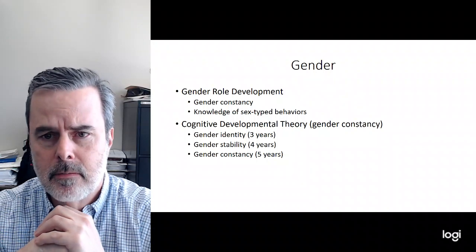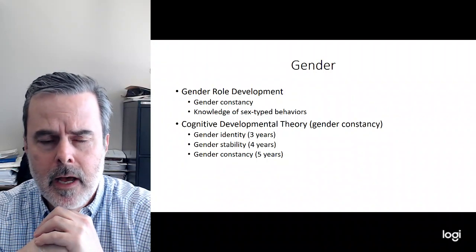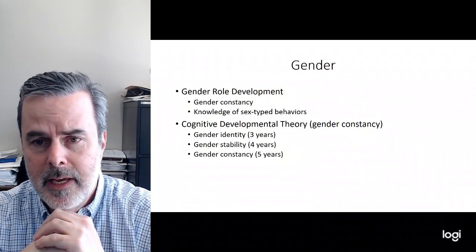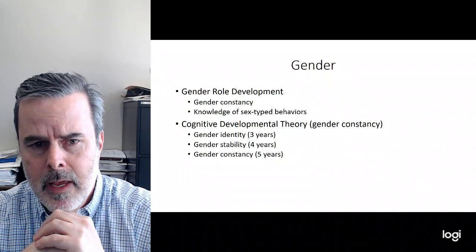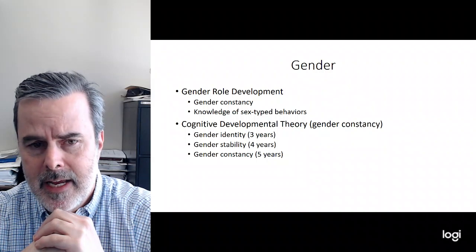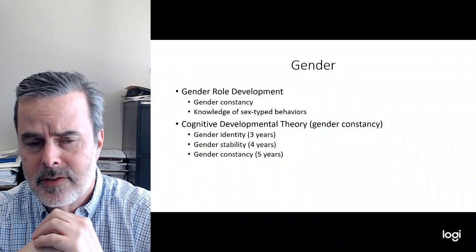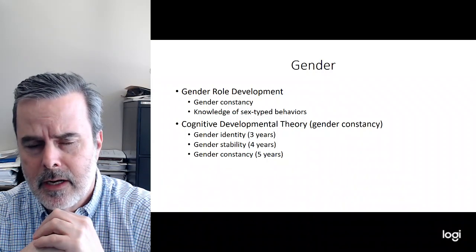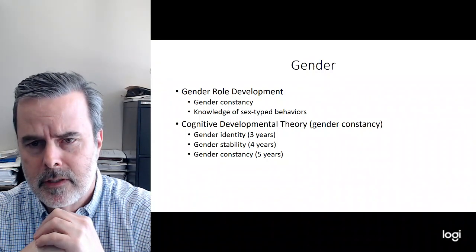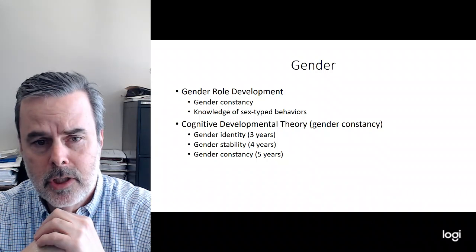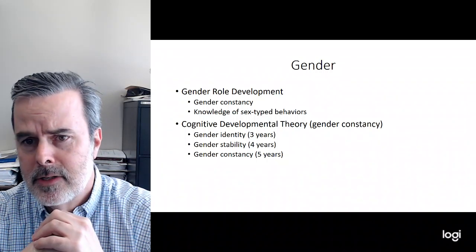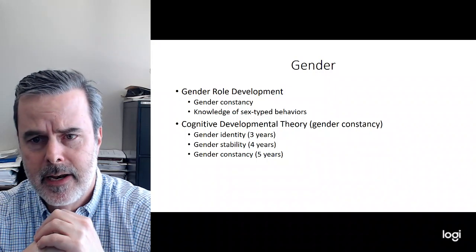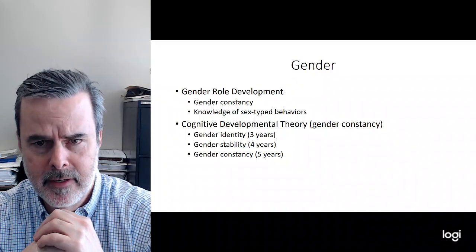All right, so without further ado, we're going to be talking about gender with a focus on gender role development. Now, gender role development refers to the development of beliefs and expectations about gender and the understanding that gender, biological sex in particular, is a stable attribute that remains constant over development. And research on gender role development is generally focused on two concepts: gender constancy and knowledge of sex-type behavior.